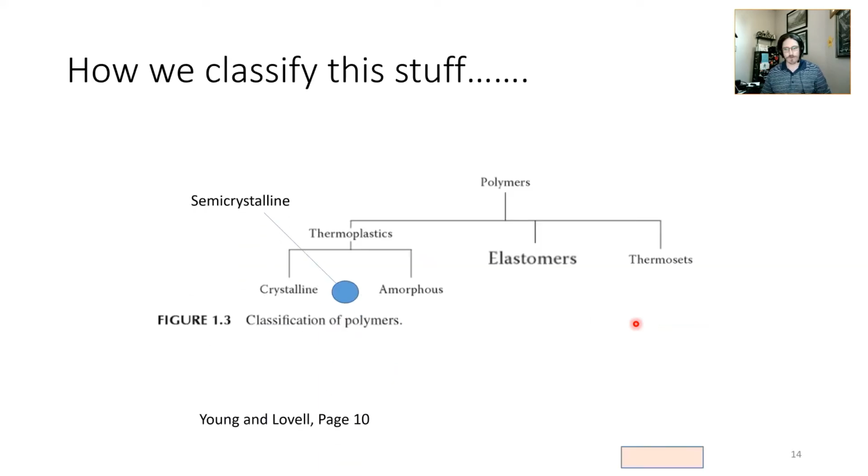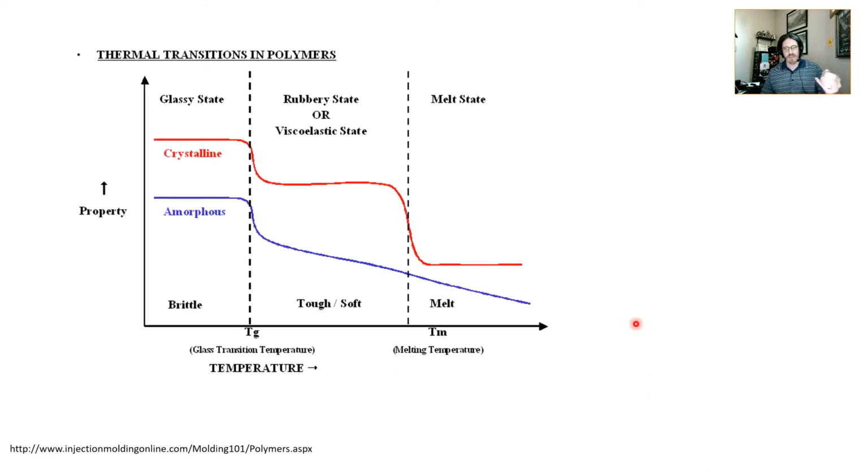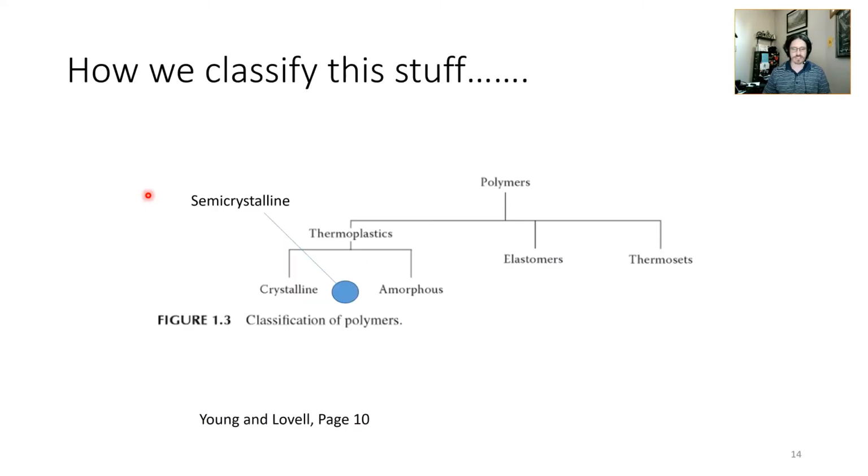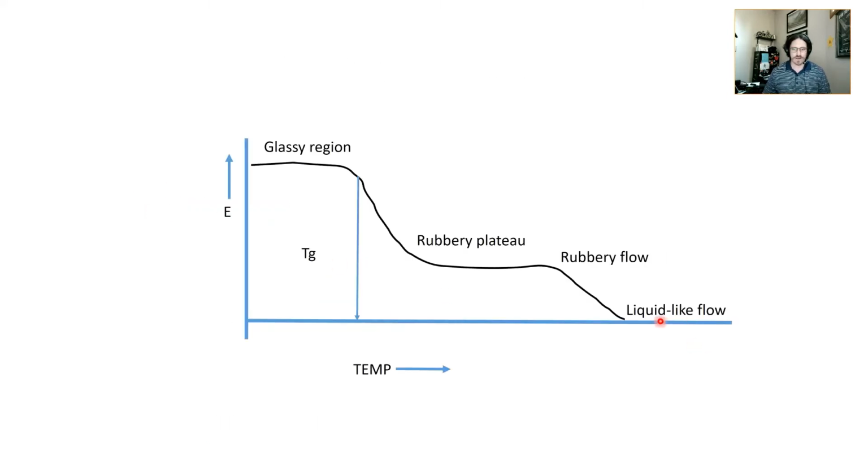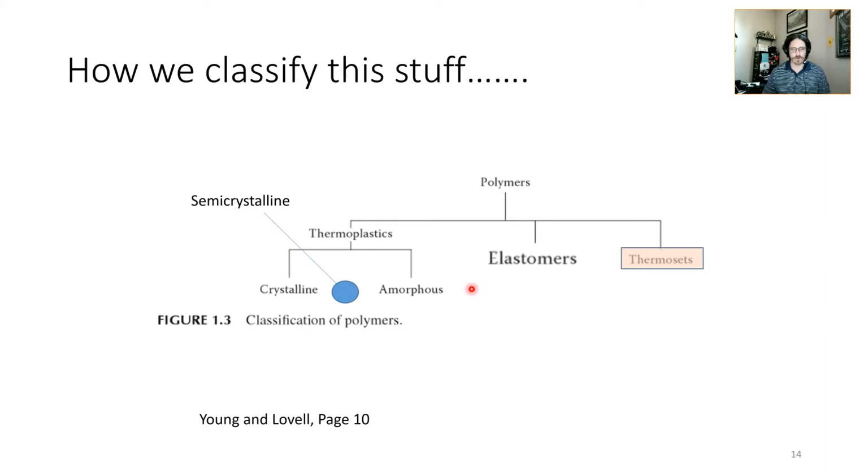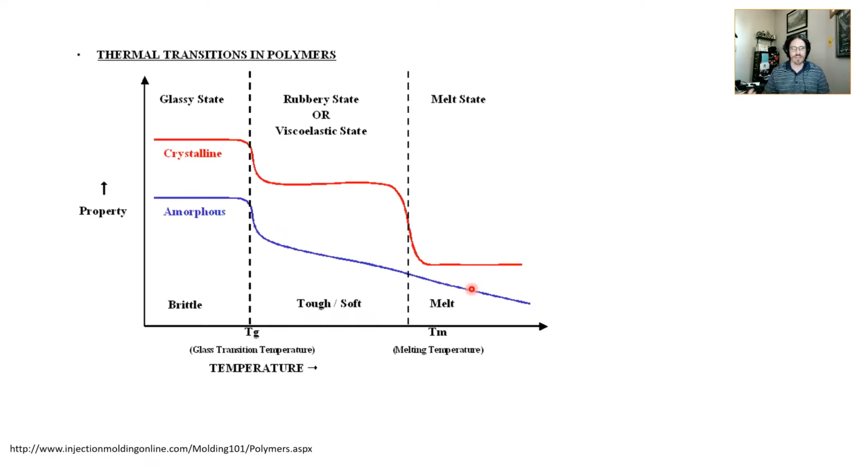And so if you remember, I'm going to go through this again. Here's kind of the more accepted graphic. That staircase structure that we see here is really for crystalline polymers. So crystalline polymers will do similar things.